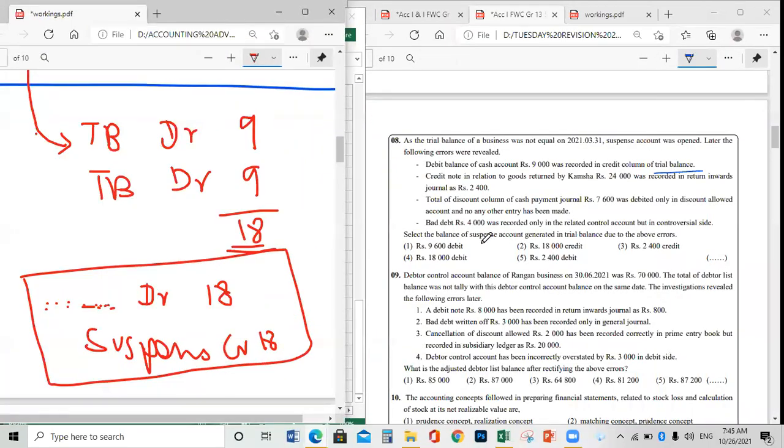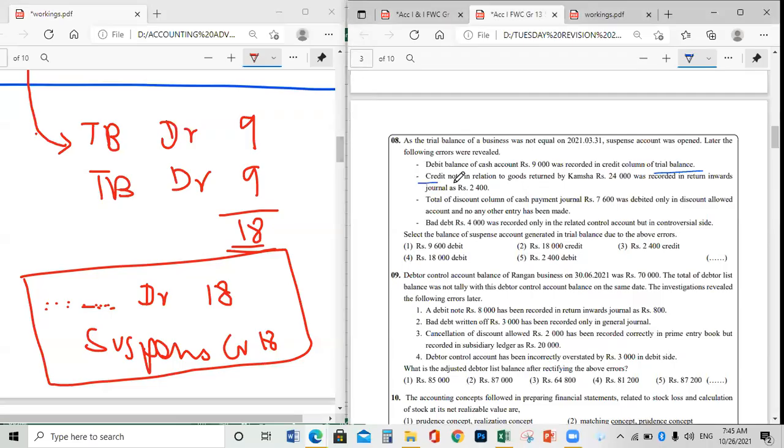Credit note. When you hear the word credit note, what comes to your head? Very good. Return inwards due to a credit sale. Before you made a credit sale, now it's returning inwards. That's why, because the source document of return inwards is the credit note.